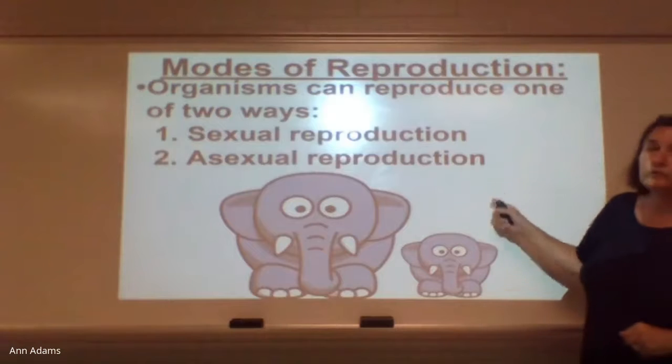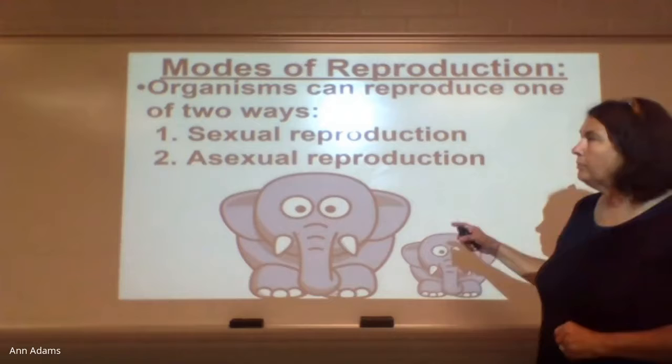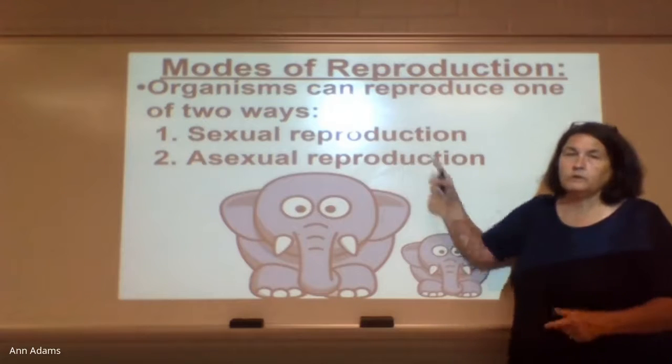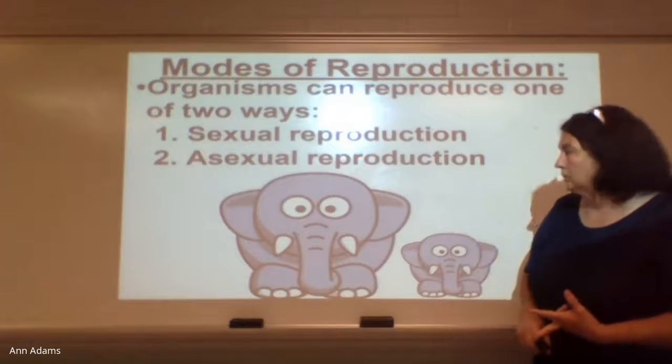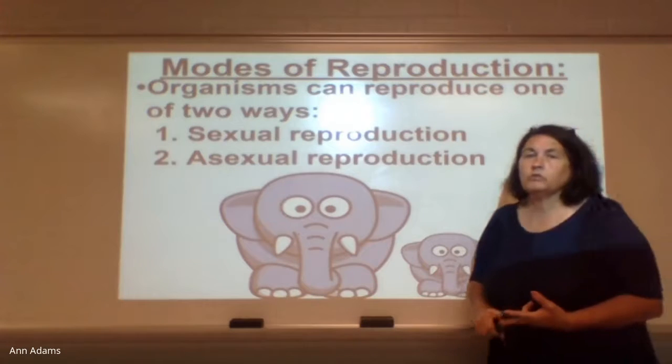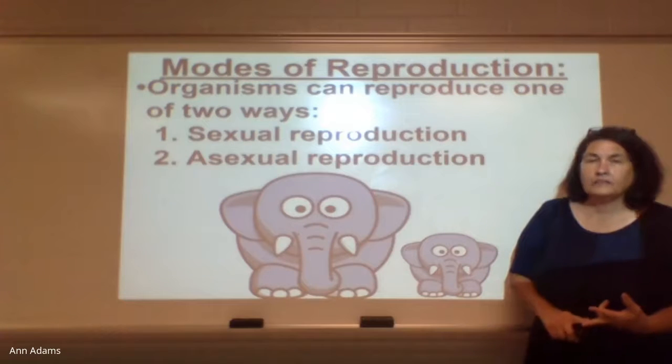Now, the modes of reproduction that we talked about. If you will remember, there were two ways. We talked about sexual and we talked about asexual, okay? Those are the two ways that things reproduce, sexual and asexual.